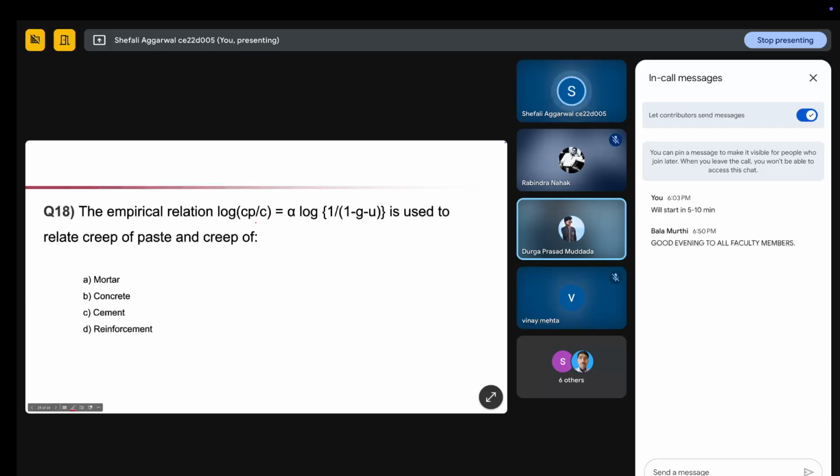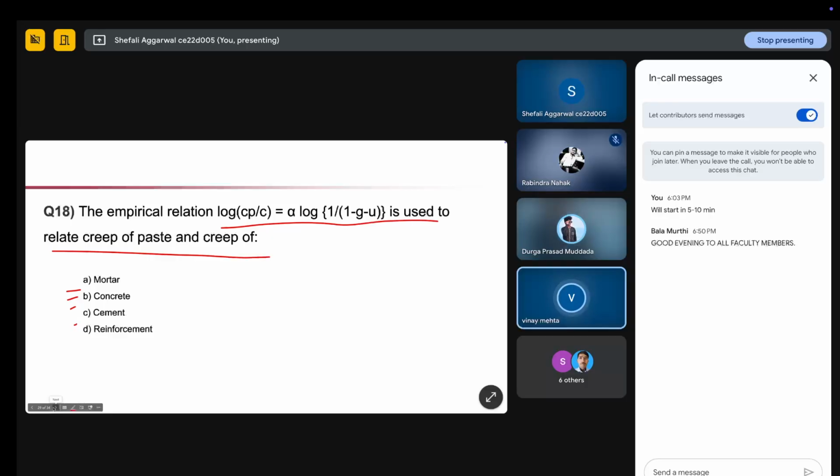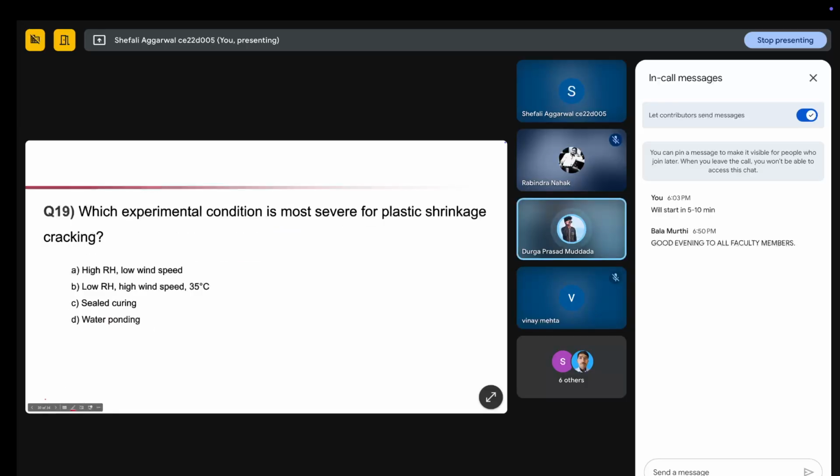The empirical relation log Cp by Ce is equal to alpha log A minus A, alpha log 1 upon 1 minus G minus U is used to relate creep of paste and creep of mortar, concrete, cement or reinforcement. B. Concrete. Correct.